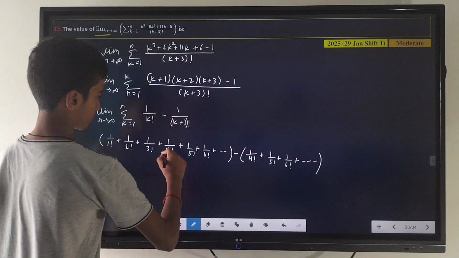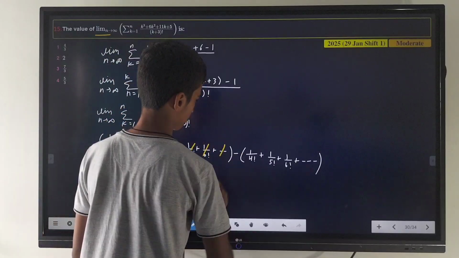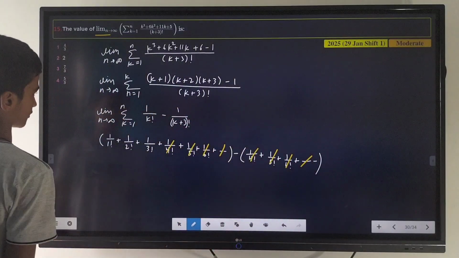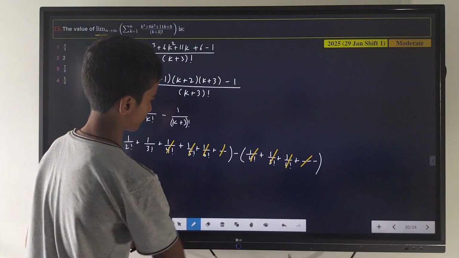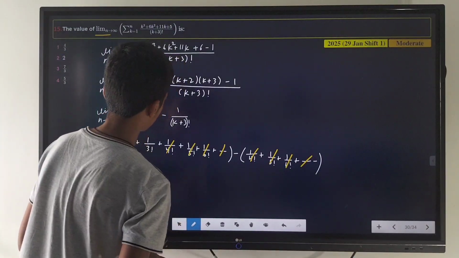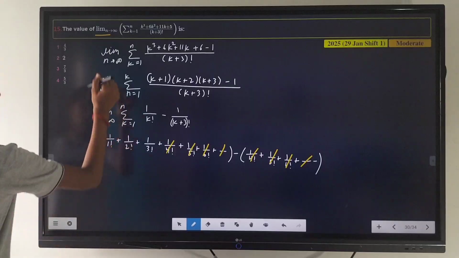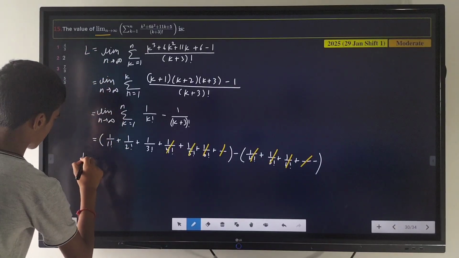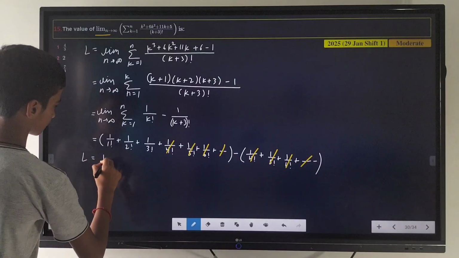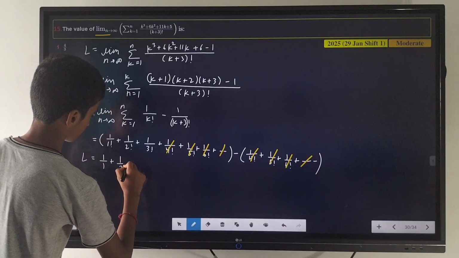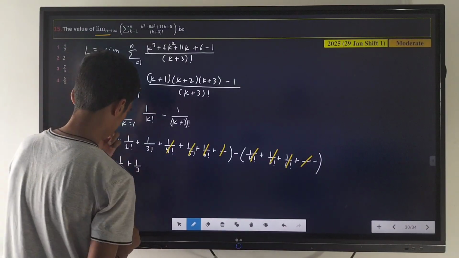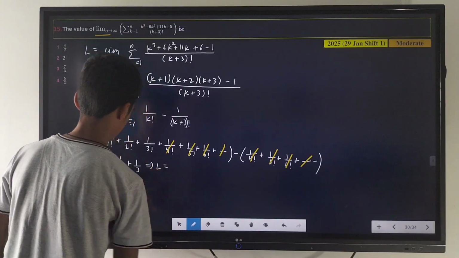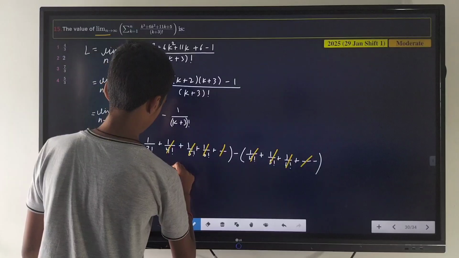Now here 4, 5, 6 and so on will get cancelled, and these tend to infinity. So as it tends to infinity, the number will get smaller and tends to 0. So let's say this is our limit L. Our L is equal to 1 upon 1 plus 1 upon 2 plus 1 upon 3.